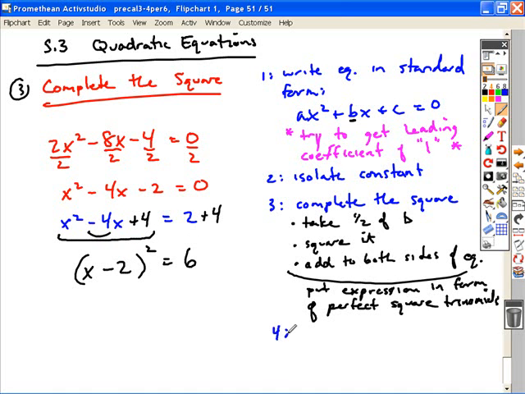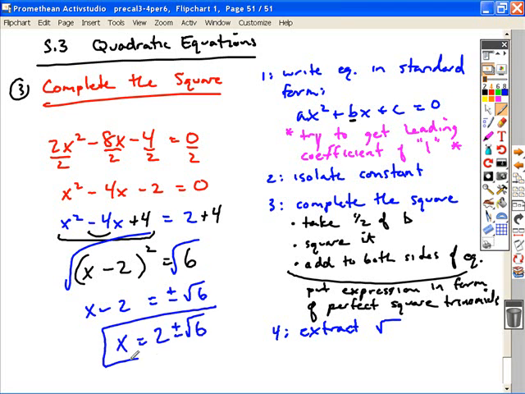Once you do all of that, you can finalize this by doing what we talked about yesterday in section 5.2, and that is extract the square root. So we have now one value that's squared, so we can use the method of extracting a square root. And when we do that, take into consideration the positive and negative root, and simplify. In this case, the square root of 6 does not simplify any further. And then isolate our x by adding 2 to both sides. And so we get our solution, 2 plus or minus root 6.